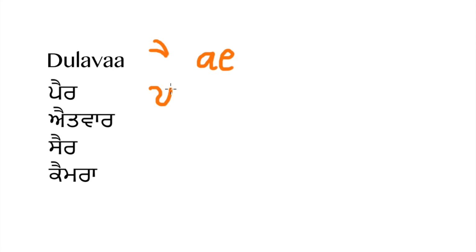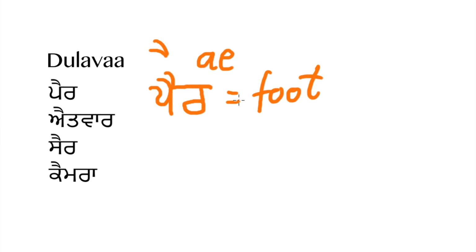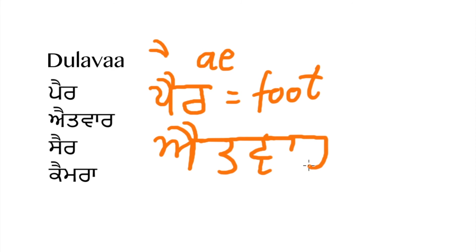So we have a papa with a Dulavaa, the two lines above it, and a rara, which makes the word par. Notice the AE sound, so you get a par sound, and this basically means foot. So par means foot. And looking at another word, we've got an ada with the Dulavaa, tatta, vava, then a kanna followed by rara, which says Etvar, which means Sunday.